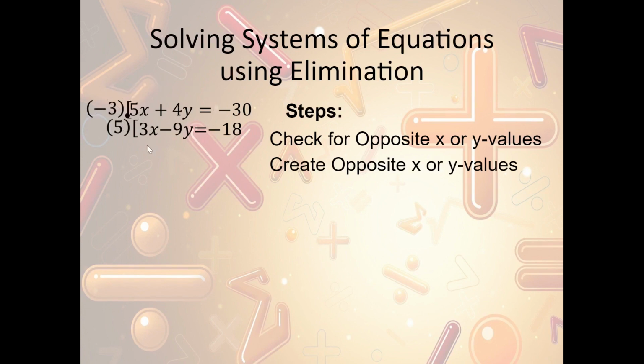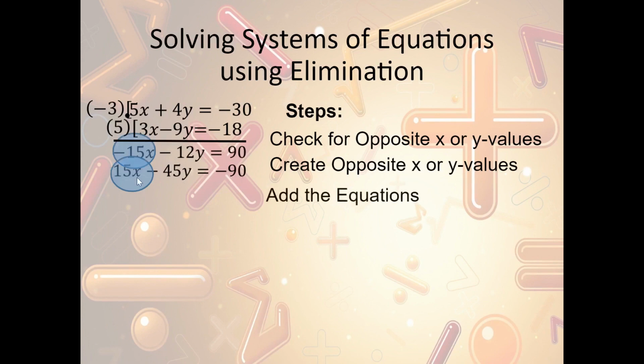And then I'm going to do the same thing on the bottom. So 5 times 3x, and 5 times negative 9y, and 5 times negative 18. And when I do that, I end up with negative 15x minus 12y is equal to 90, and 15x minus 45y is equal to negative 90.